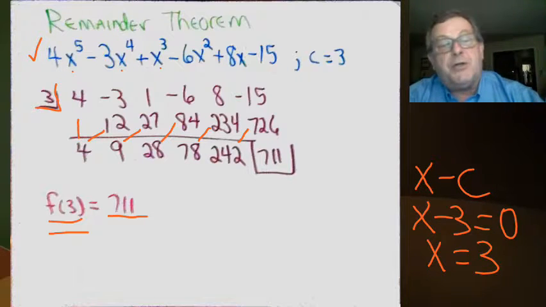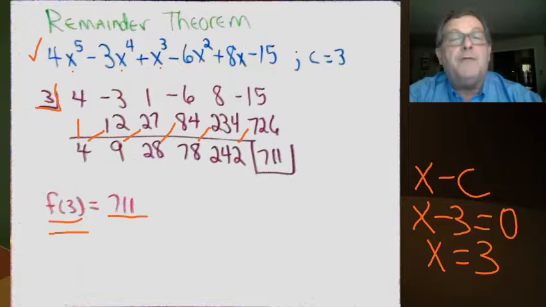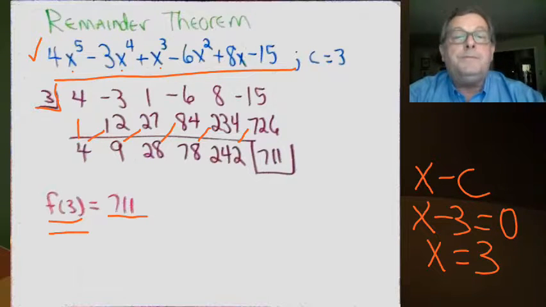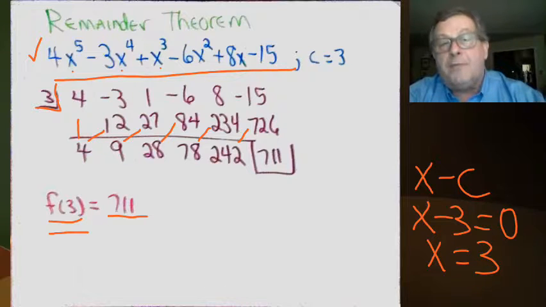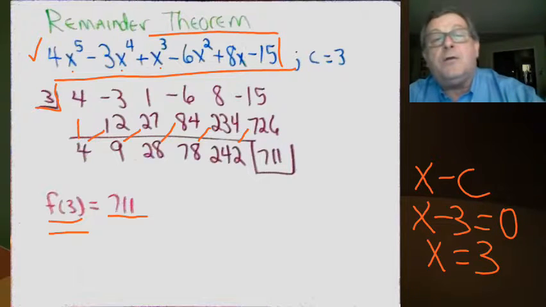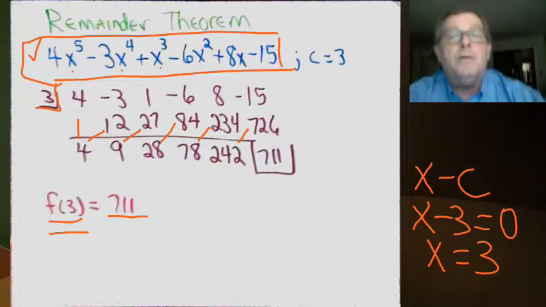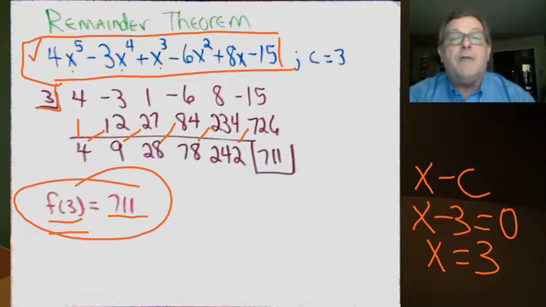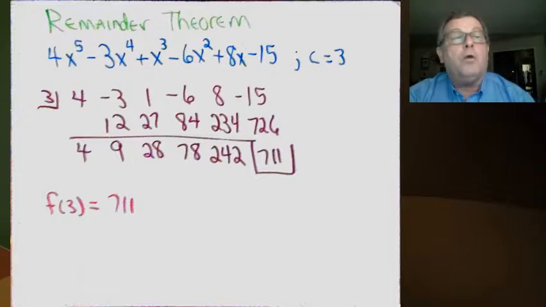Now, it seems much easier to do this by synthetic division to come up with the value of f of 3 than it is to plug everything into this polynomial. However, I could graph the polynomial, put it all in, hit graph, then hit table and look to see what x is. If I did that in my graphing calculator, I would discover that when x is 3, y is 711. There's an example of the remainder theorem at work.